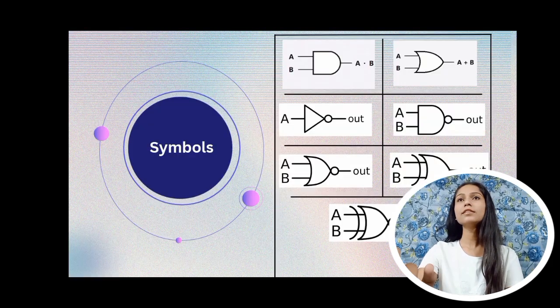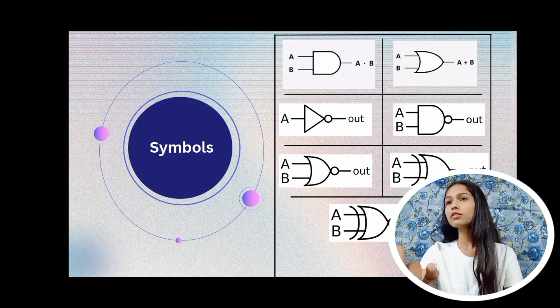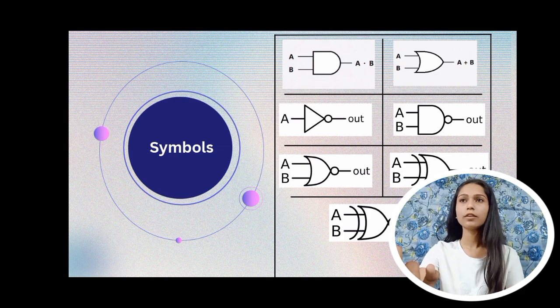So these are the symbols of the logic gates. This is the AND gate, this is the OR gate, this is the NOT gate, this is the NAND gate, this is the NOR gate, this is the XOR gate, and this is the XNOR gate.